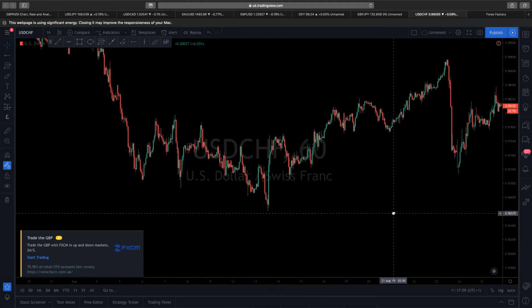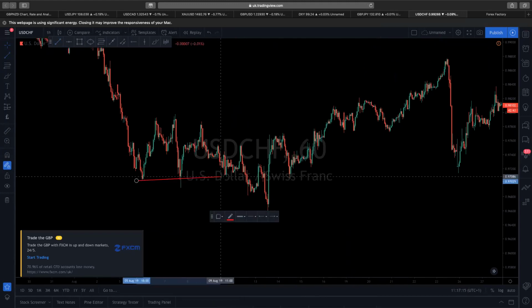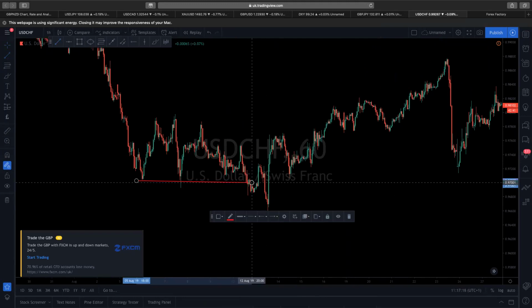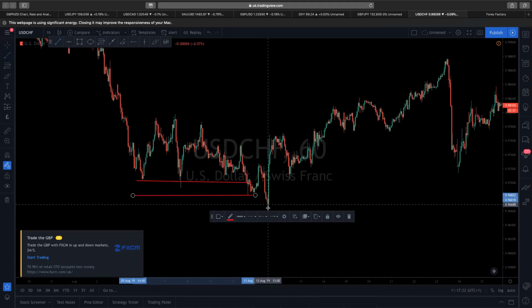When you see something like this, you have equal lows here. You have equal lows here. Then what happened? The market just went down. Then the next candle, bullish move. Right now, you can actually see a lot of candles here.